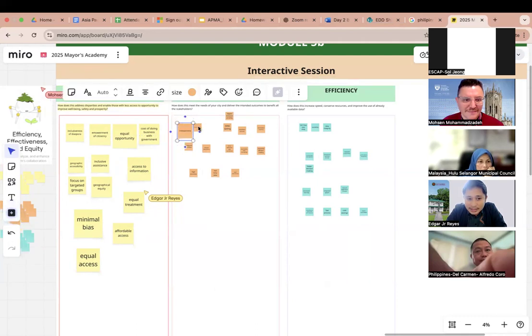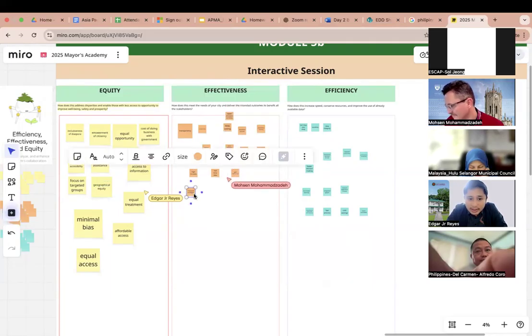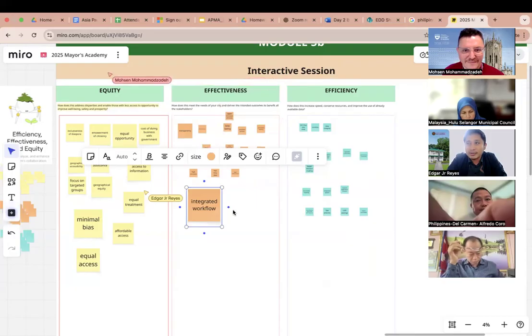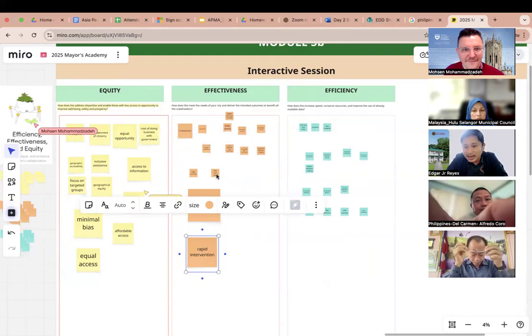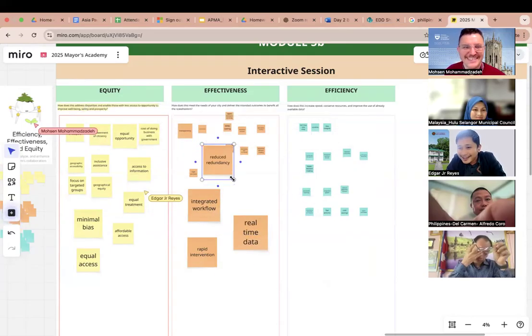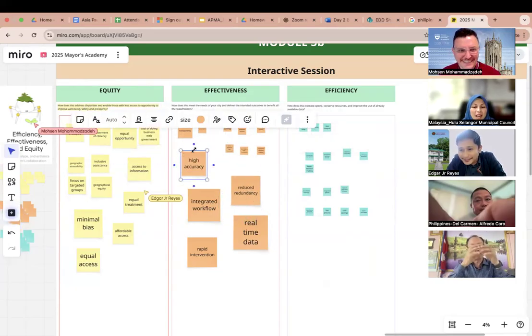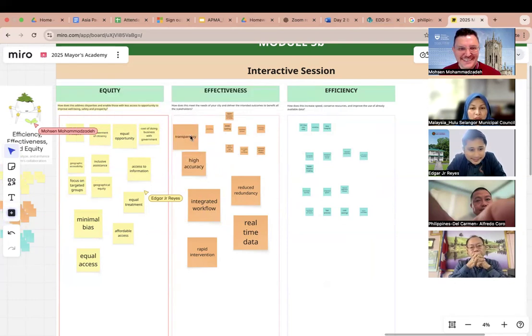And then, on the last part, in terms of efficiency, the general question you can work with is, how does this increase speed, conserve resources, and improve the use of already available data? So how can we be more efficient with the technology that we explained in detail in our assignment? So who wants to go first? Or do you want us to call our honorable mayors? I can start, the Honorable Mayor from Hulu Selangor. Other honorable mayors can follow after this.